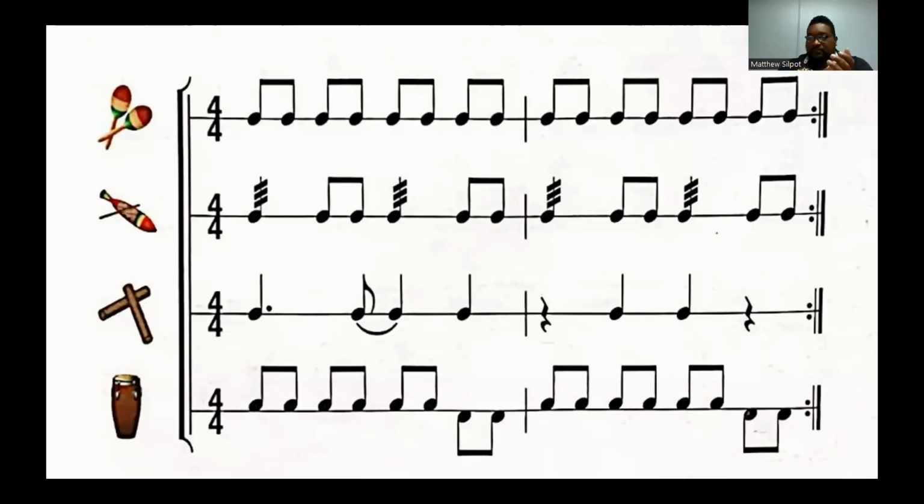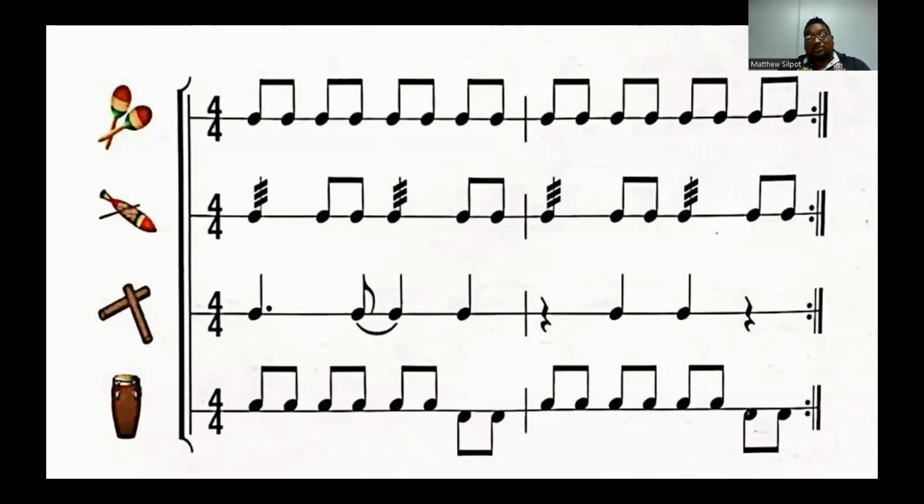Gyro. Again. Maracas. And that's how we create a rhythm. And these can be accompaniments. So if you have 4 members who can play these individually at the same time, then that should be something special. So that covers our rhythms.